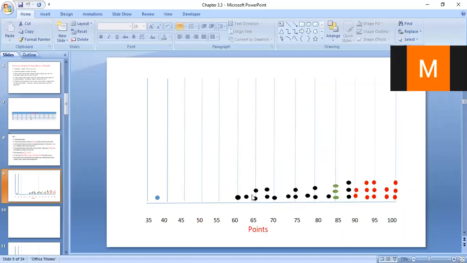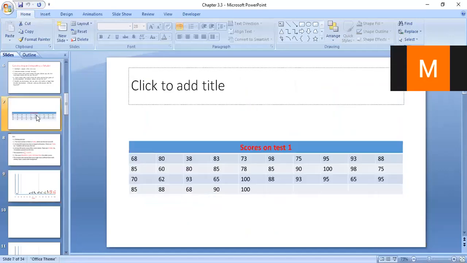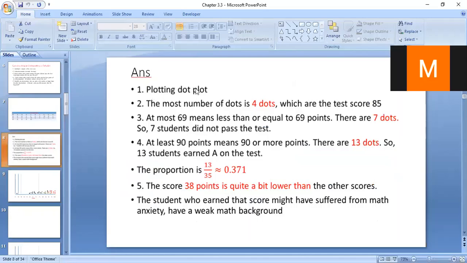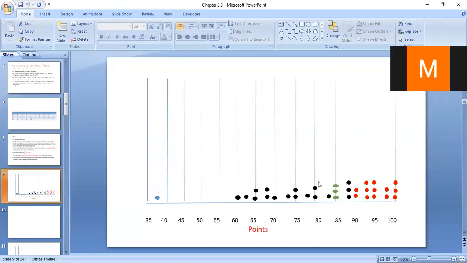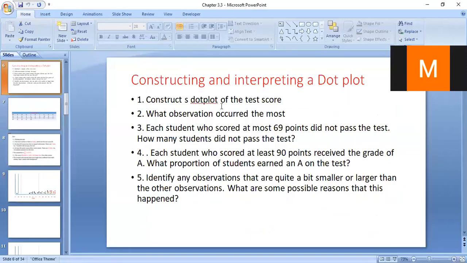When you look at the figure, the table again, you will know how many people got each score in test one. And that's it, how to make the dot plot. The concept of the dot plot is like this. And now, what is observation?